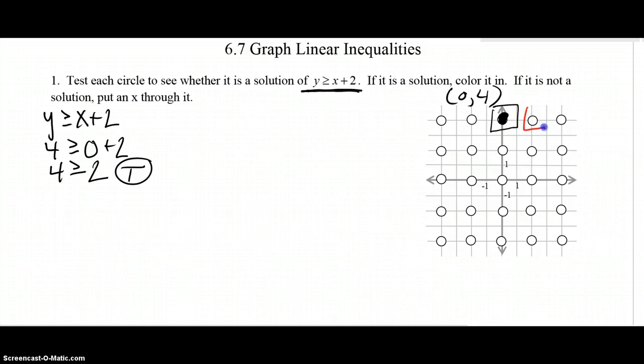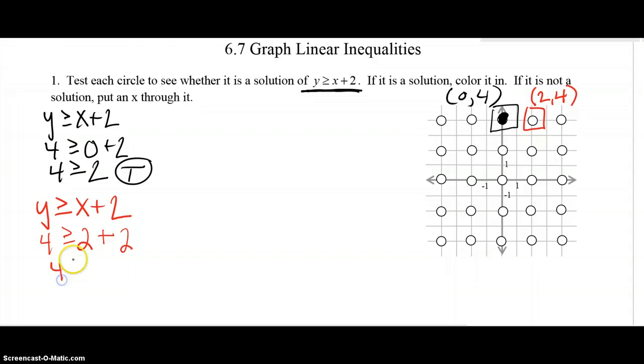Alright, what about this point here? This is at x equals 2, y equals 4. So, our inequality is y is greater than or equal to x plus 2. We plug in 4 for y, 2 for x. We get 4 is greater than or equal to 4. It is true that 4 is equal to 4. So we are going to color in this dot.